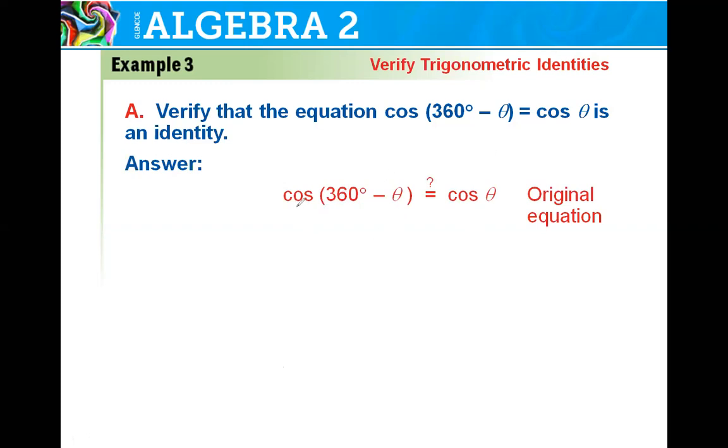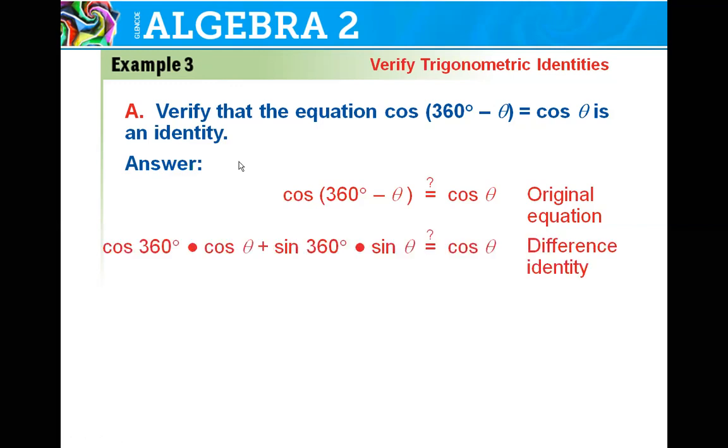So it will be cosine, plus sine. So cosine 360 multiplied by cosine theta plus sine 360 multiplied by sine theta equal to cosine theta. This is what we need to get.